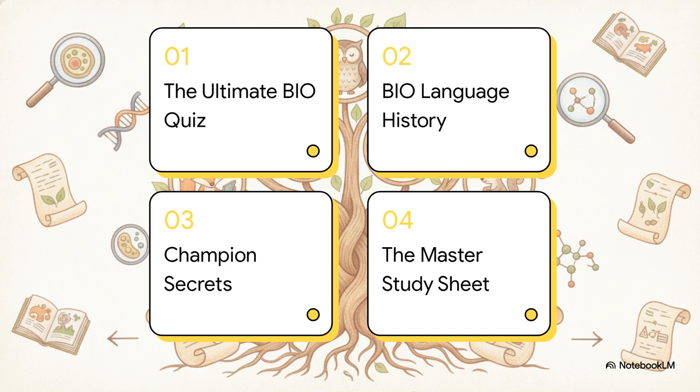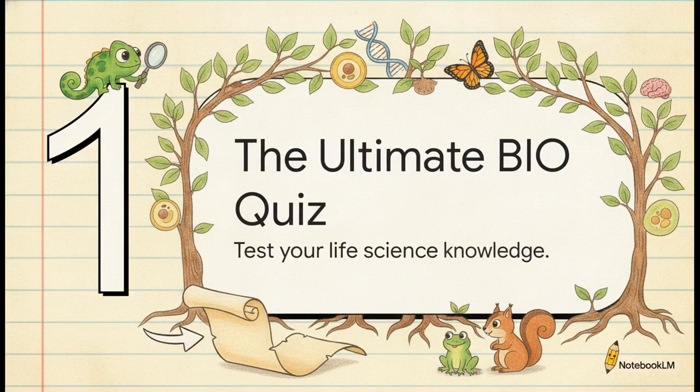Here's our roadmap for today. First, the ultimate bio quiz. Second, bio through language history. Third, spelling bee champion secrets. And finally, the master study sheet. All right, part one, the ultimate bio quiz. Let's test your life science knowledge.